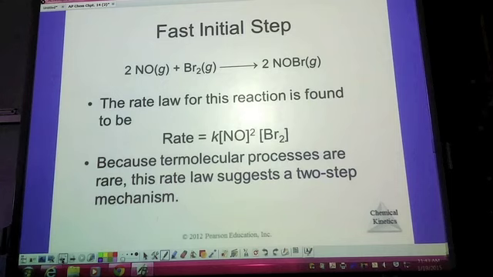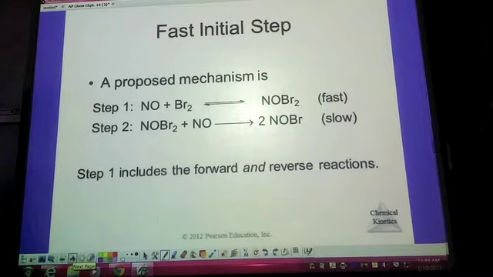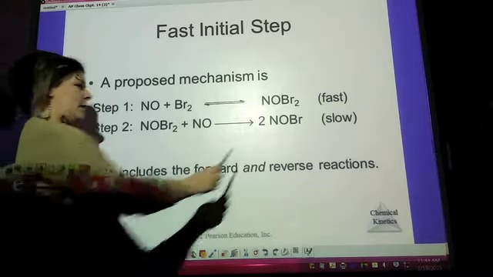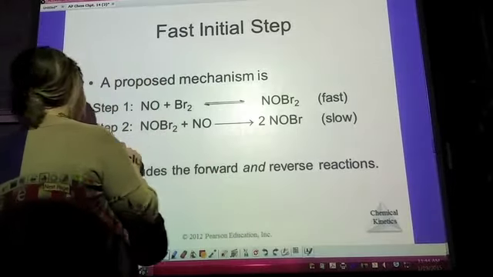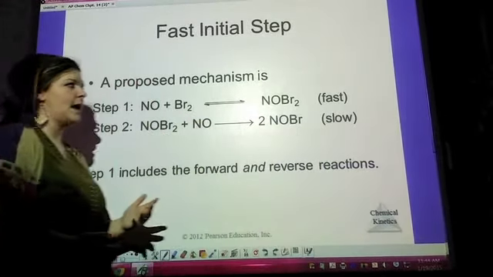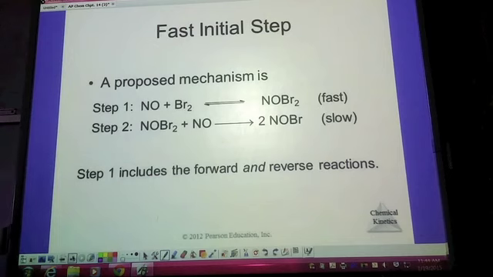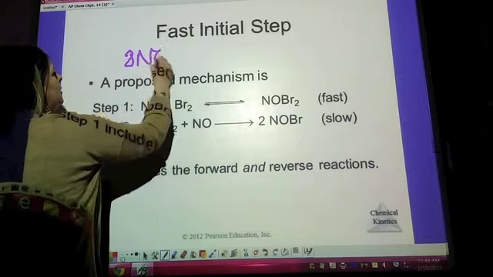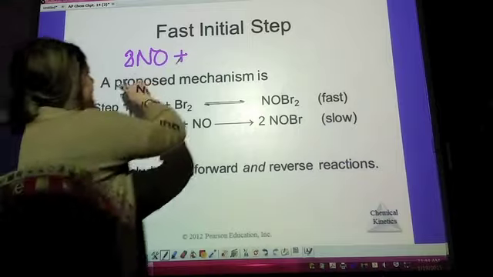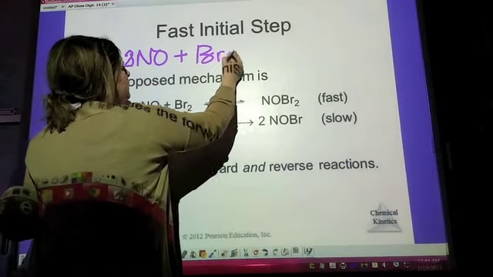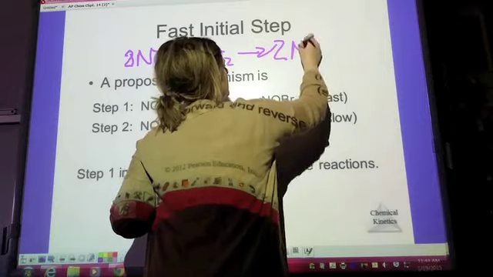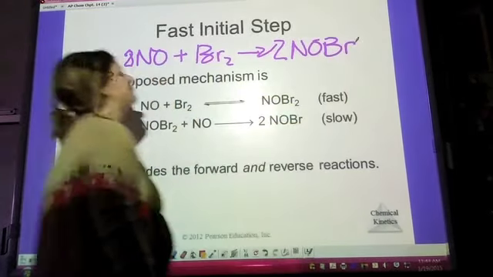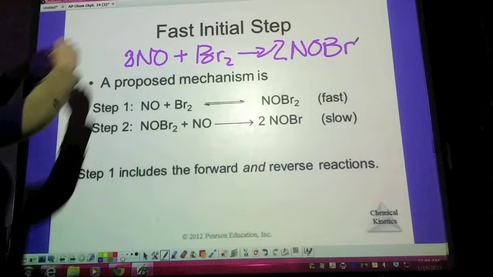So let's give a proposed mechanism for this reaction. Let's say that a proposed mechanism is the following. Step 1, I told you was your fast step, and step 2, I told you is your slow step. And then let me go back and write that overall reaction here. So we should have 2 NO, and that's a 2, I apologize. 2 NO plus Br2 should give me 2 NOBr. Okay, so that's the overall.